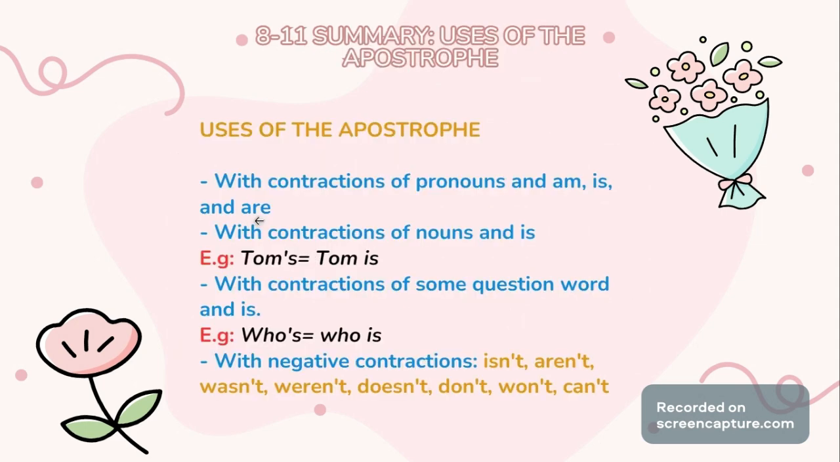Next, summary: use of the apostrophe. Use of the apostrophe with contractions of pronouns and is and are. With contractions of a noun and is, Tom's, Thomas. With contractions of some question words and is, example, who is, who's. With negative contractions: isn't, aren't, wasn't, weren't, doesn't, don't, won't, can't. As I said before, if you forgot, you can go to the slides before.